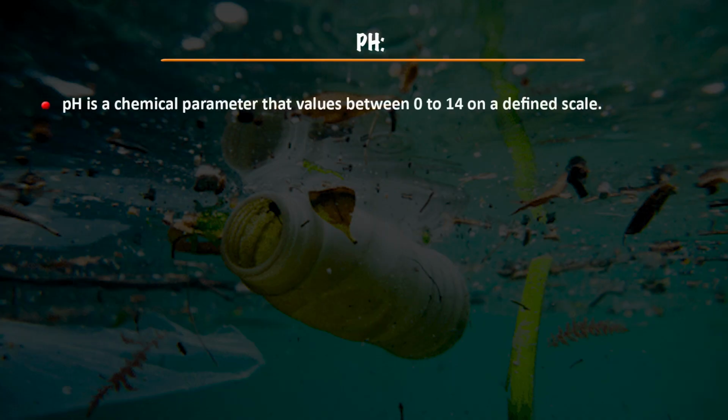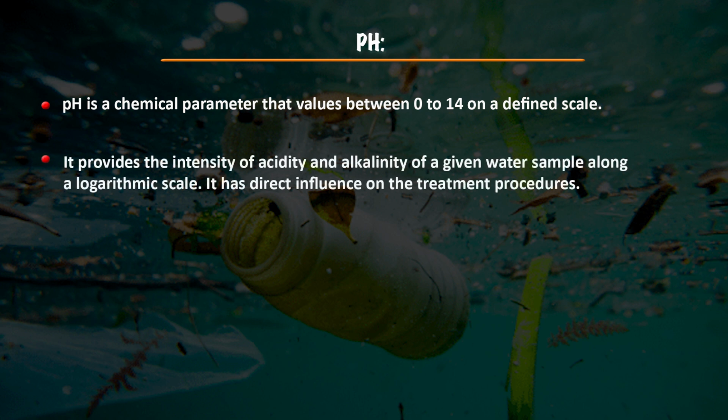Then we come to the next criterion, that is pH. It is a chemical parameter with values between 0 and 14 on a defined scale. It provides the intensity of the acidity or alkalinity, or basicity, of a given water sample along a logarithmic scale.